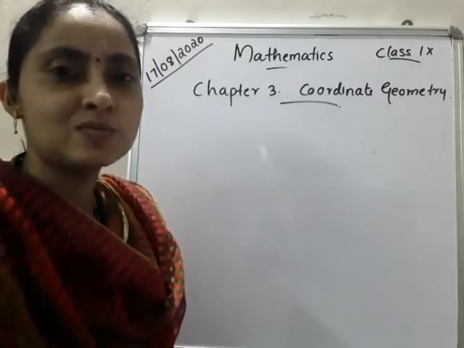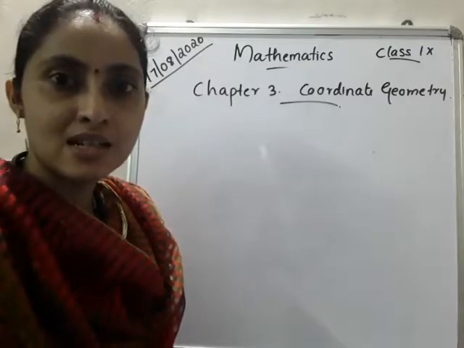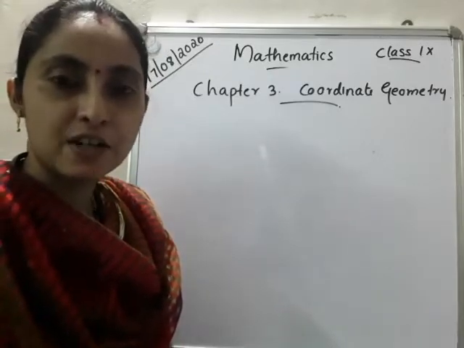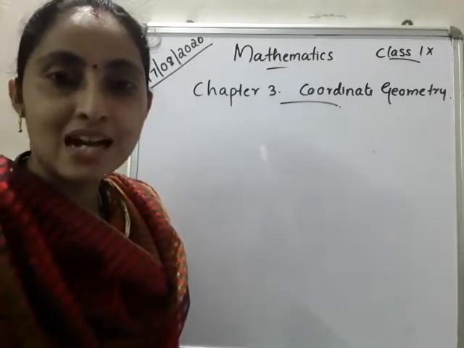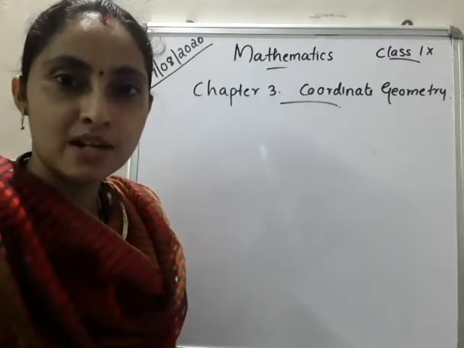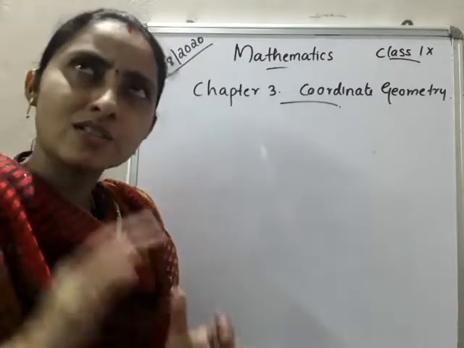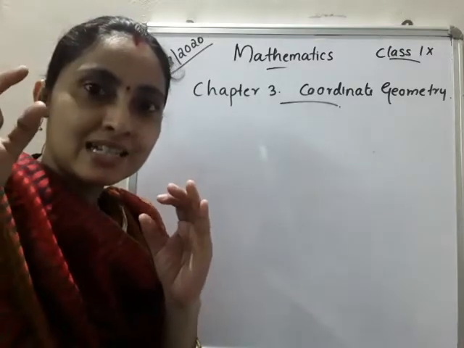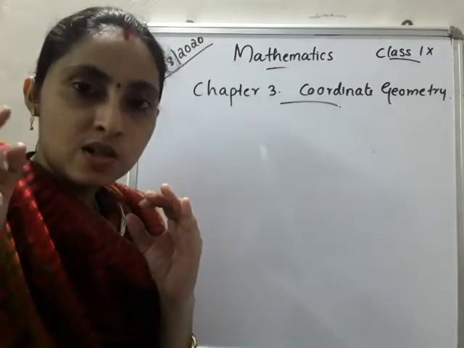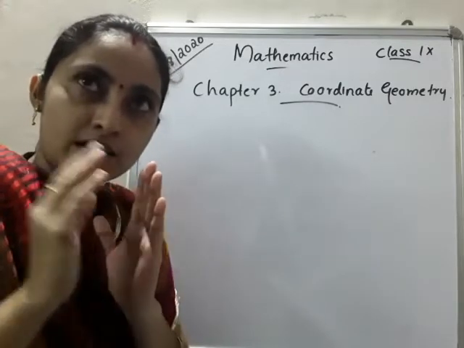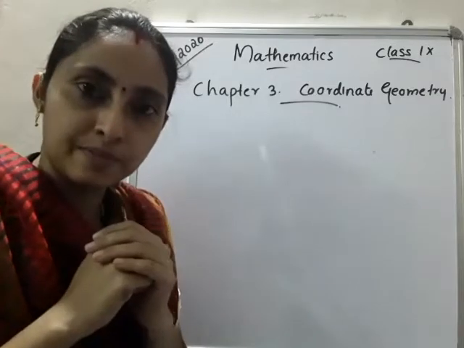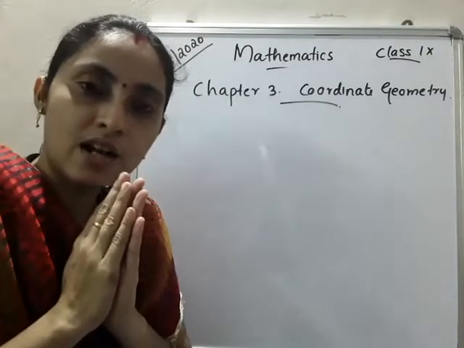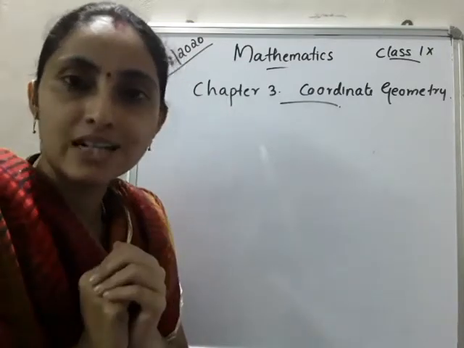So one of our famous mathematicians, René Descartes. Did you hear about René Descartes? He's the father of analytical geometry. Once René Descartes came to his bed and looked at the roof of his house. While looking there, one insect was moving. So he wanted to think about how that insect is moving. And at last he wondered, can we locate the point of that insect?